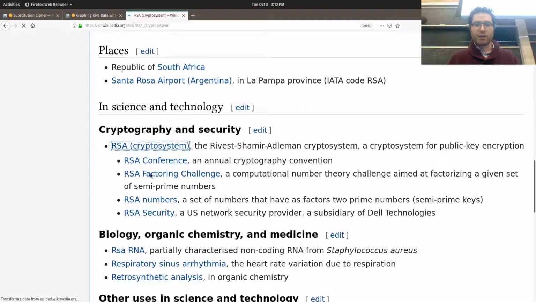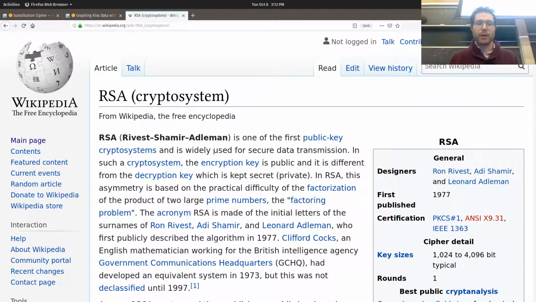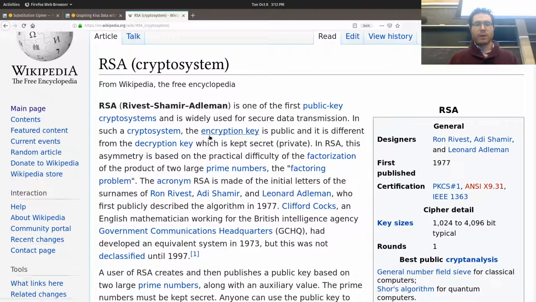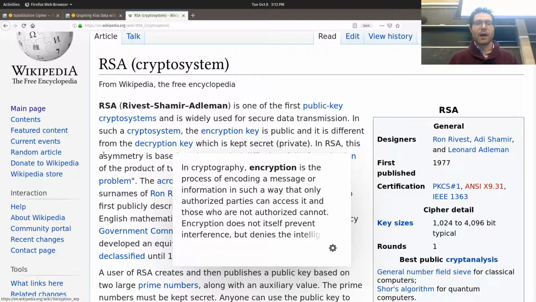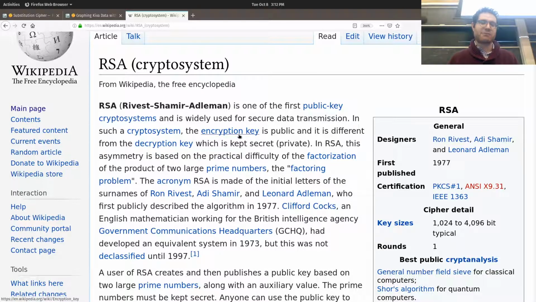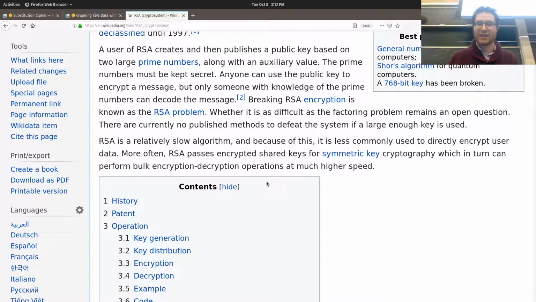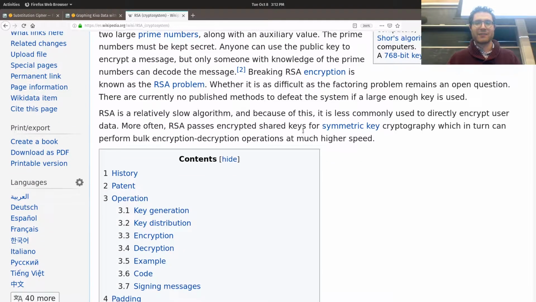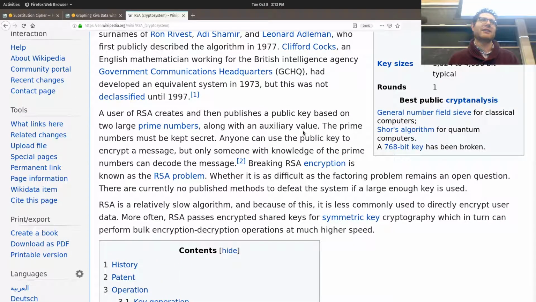Cryptography, the Rivest Shamir Adleman (RSA) system, is one of the first public key crypto systems, where the encryption key is public and is different from the decryption key, which is kept private. So everybody knows how to encrypt something, but not necessarily how to decrypt it. It's actually amazingly useful. It's really clever. It's difficult. It's possible to decrypt it, but it takes forever.